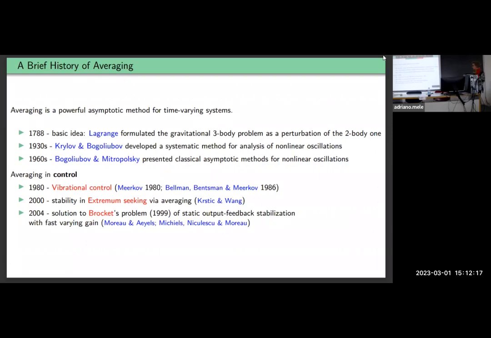And there is also another problem, the so-called Brockett's problem of static output feedback stabilization. One way to enlarge the class of static output feedback controllers we have seen by introducing artificial delay. But another way can be by using a fast varying gain instead of K, which is constant, you may have fast varying. And all these problems, the solutions, the analytical analysis is based on averaging.